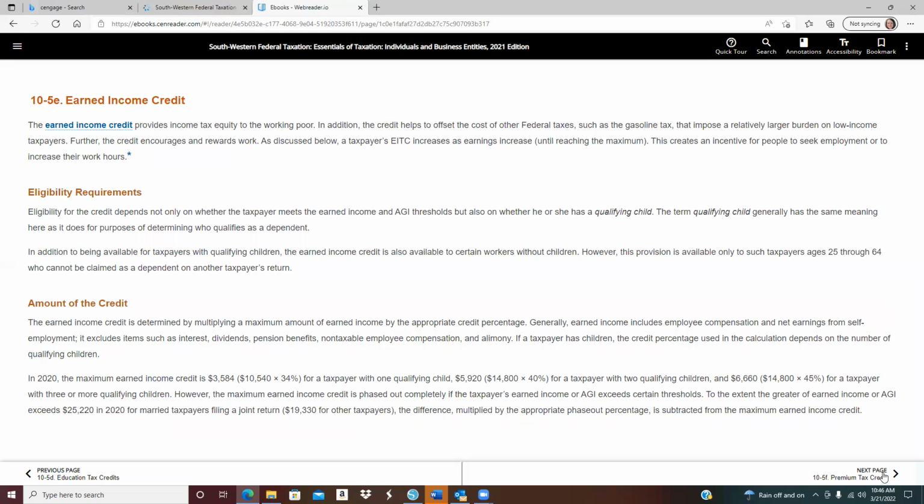You also have the earned income tax credit for the working poor. In addition, the credit helps to offset the costs of other federal taxes, such as the gas tax. The credit encourages and rewards work. A taxpayer's earned income tax credit increases as earnings increase until reaching a maximum. This creates an incentive for people to seek employment or to increase their work hours.